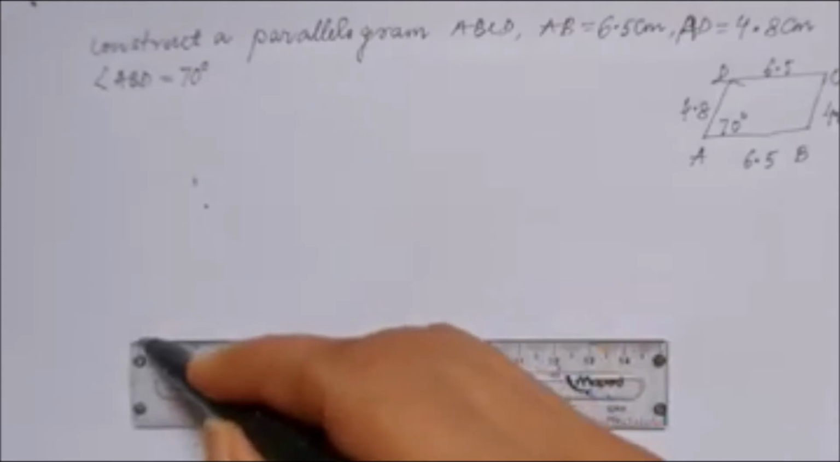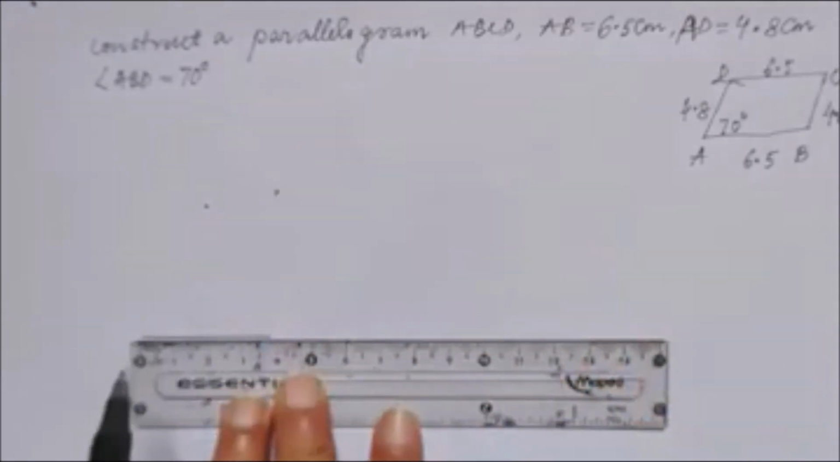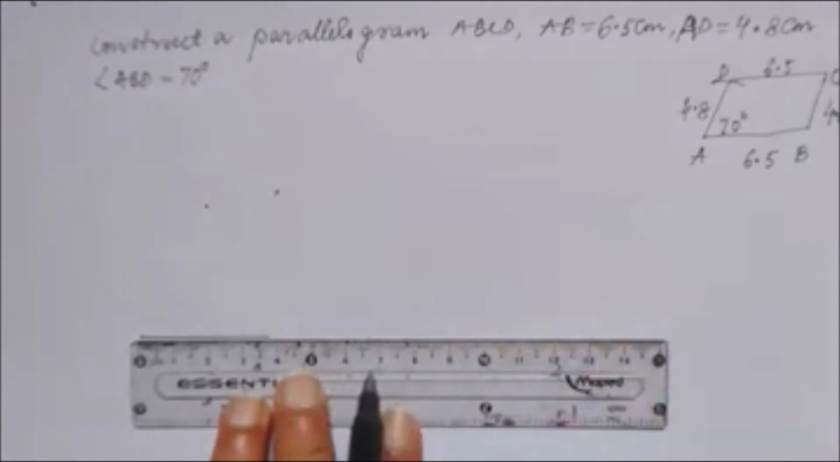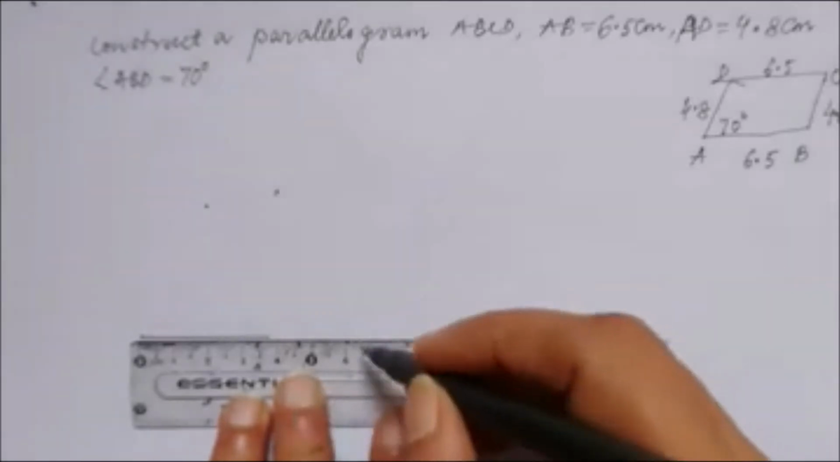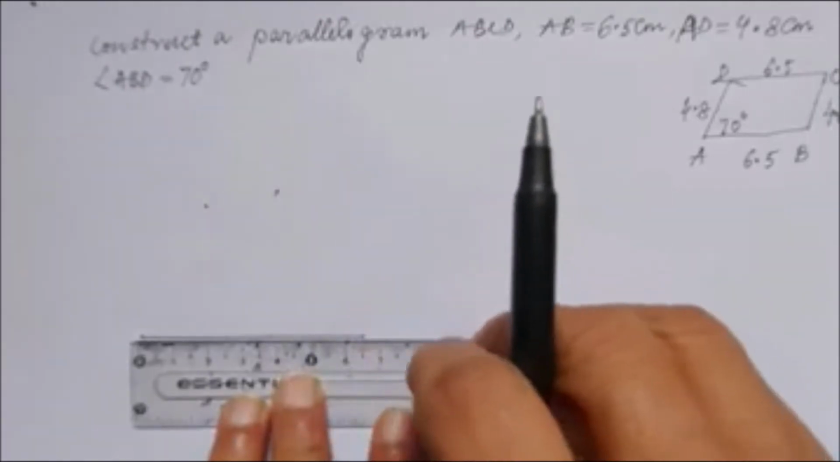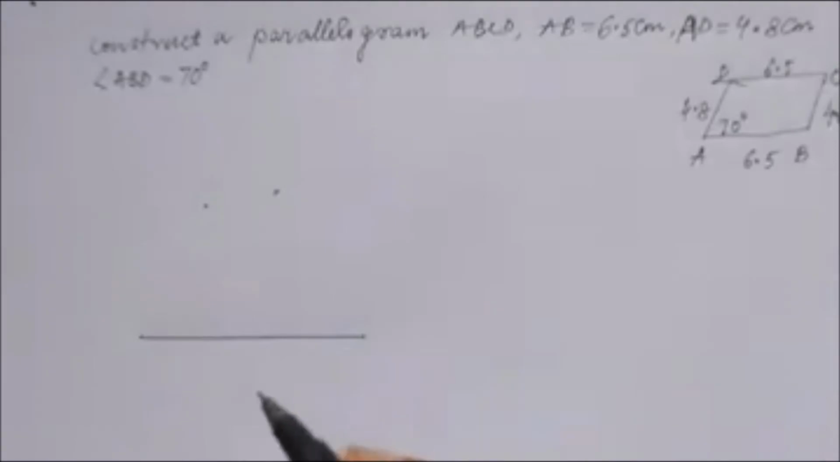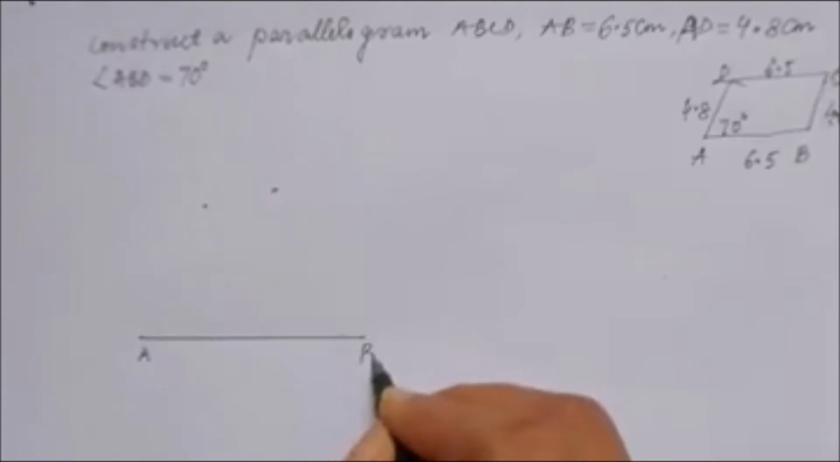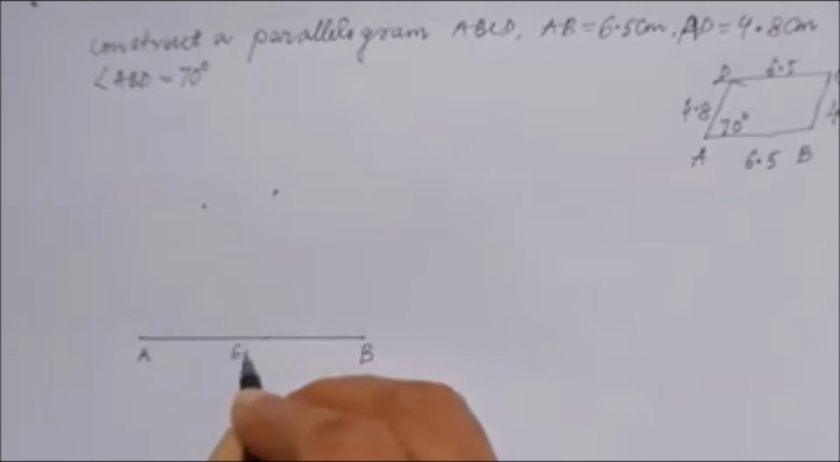So first I am taking 6.5. When I draw this line, I'll draw from 0. This is 0, 1, 2, 3. I'll go up to 6.5, between 6 and 7 there is 6.5. So I can mark a point. This is how we draw 6.5 centimeter. I'll name it AB. This is 6.5. I'm writing here also 6.5 centimeter.